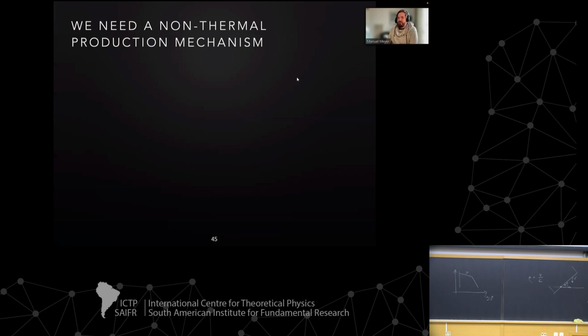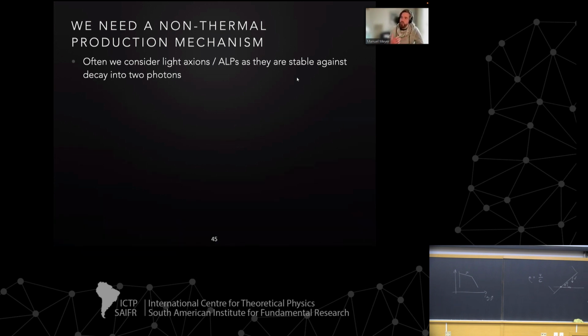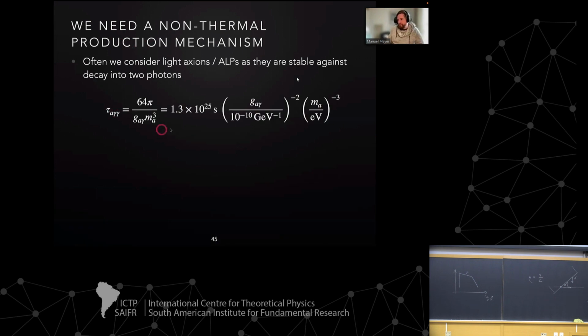All right, so first off, if we want axions and axionic particles to be the dark matter, we need a so-called non-thermal production mechanism. So what does that mean? First off, often when we talk about axions and ALPs, we talk about light axions and ALPs. With light, I mean lighter than 1 electron volt. And why do we need this? Because we want them to be stable against decay. Axions and axionic particles can decay into 2 photons, and this is their decay time.